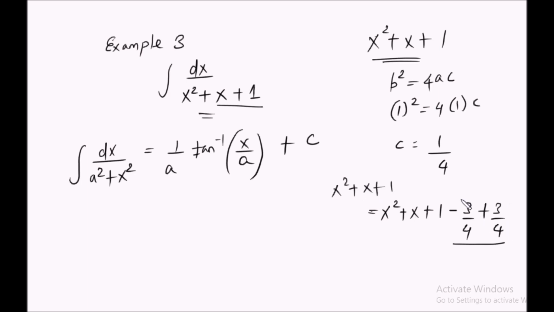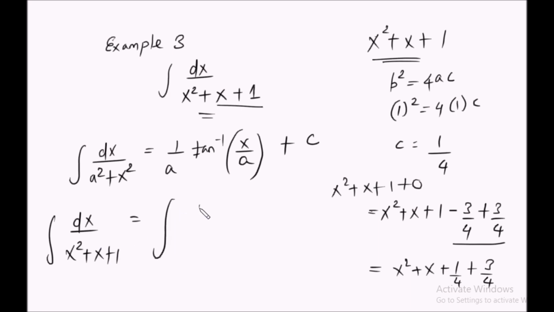Because what I added is 0, okay? So plus 0, so it is just the same. But continuing further, it is just x squared plus x, so 1 minus 3 over 4 is now 1 over 4, plus 3 over 4. So this dx over x squared plus x plus 1 now becomes dx over x squared plus x plus 1 over 4 plus 3 over 4.